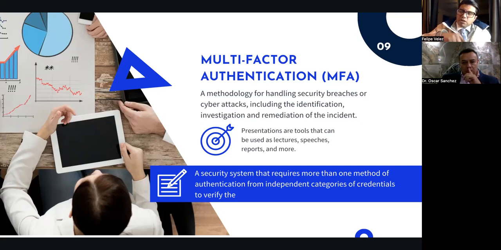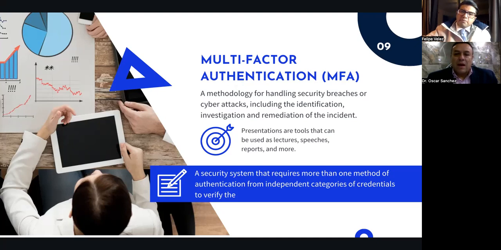You see how I pronounce? I go up, down, slow, up, down, slow, up, up. So I complete every word. Now you do it. Multi-factor authentication, MFA. No. Again. Multi-factor authentication. MFA.